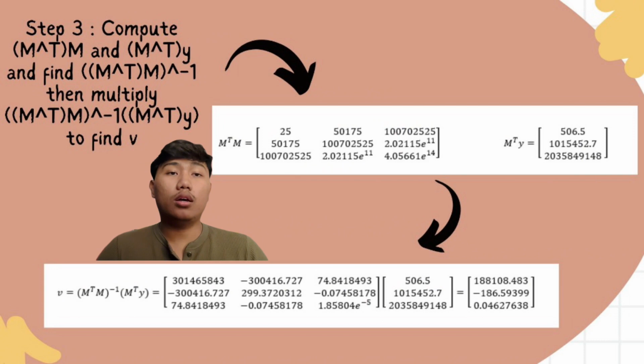After that, we compute and calculate the M. First things first, we need to compute M transpose M and M transpose Y. After that, we find the (M transpose M) inverse and then multiply it with M transpose Y, and then we can get the V solution.